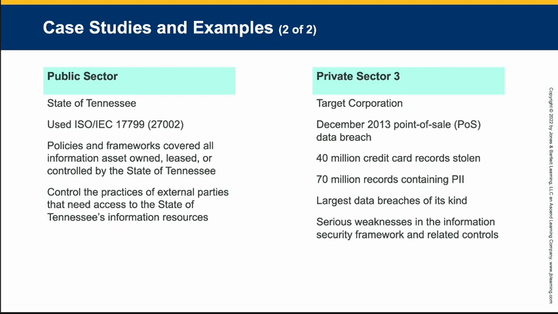And lastly is the private sector, which is Target Corporation, which is quite a famous story if you all know the Target supermarket. In 2013, the point of sale, which is basically the cash machine, had a data breach. 40 million credit cards were stolen, and 70 million records containing PII. This is basically one of the largest breaches. It clearly shows there's quite a fault in the security, right? So something to take a look at.